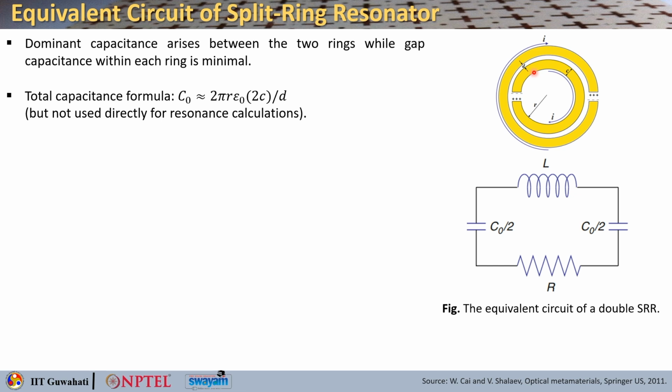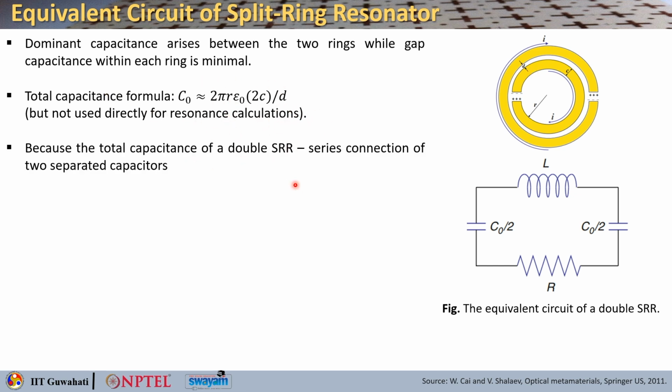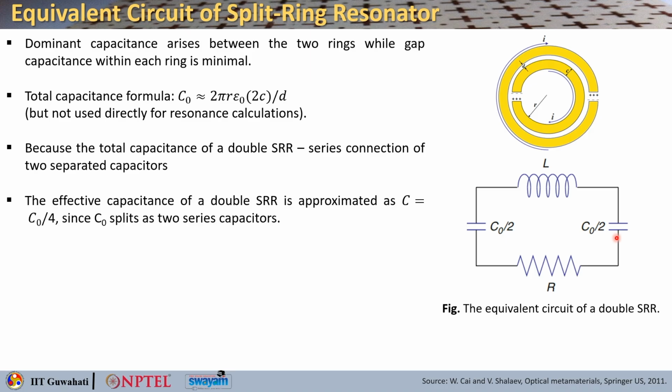Okay. So, this cannot be directly used for the resonance calculation, because the total capacitance of the double split ring resonator is a series combination of the two separated capacitors. So, the effective capacitance will be C naught by 2 and C naught by 2, and they are in series. So, the effective capacitance of this double split ring resonator is C naught by 4, right.